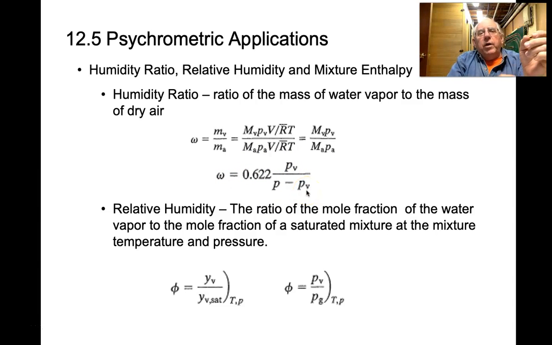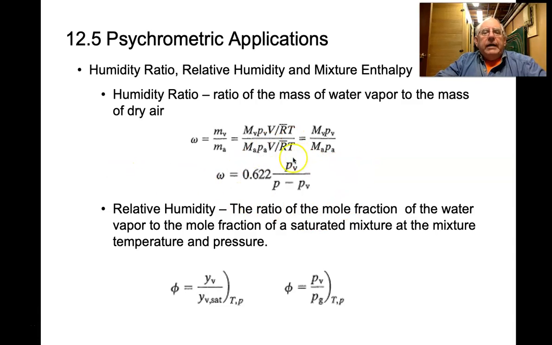And so this humidity ratio is a non-dimensional number. It's mass over mass. It can be in pounds over pounds, kilograms over kilograms, or grams over grams, but it is a non-dimensional number, and it represents how much water vapor is there in the mixture. If the partial pressure of the water vapor is 0, which means that there is no moisture, the humidity ratio becomes 0.